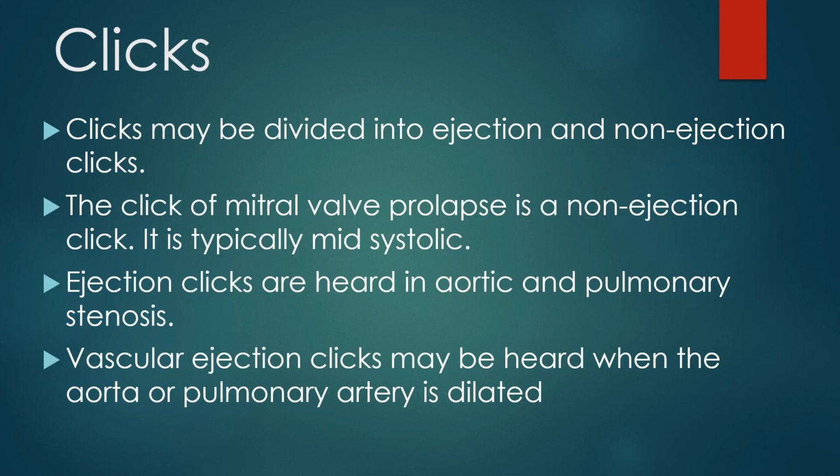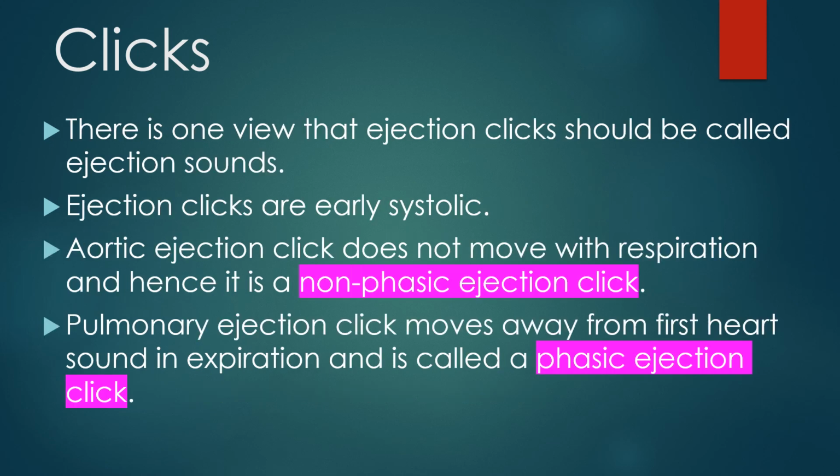Clicks may be divided into ejection and non-ejection clicks. The click of mitral valve prolapse is a non-ejection click. It is typically mid-systolic. Ejection clicks are heard in aortic and pulmonary stenosis. Vascular ejection clicks may be heard when the aorta or the pulmonary artery is dilated. There is one view that ejection clicks should be called ejection sounds. Ejection clicks are early systolic.